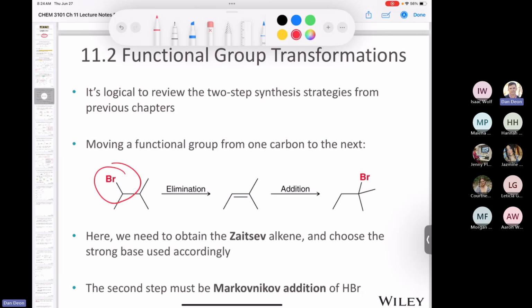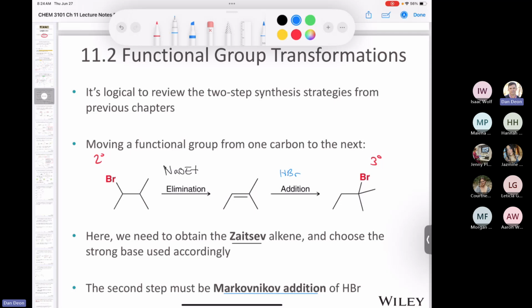Let's say you want to take this bromine, right? This is a secondary alkyl halide, and then you wanted to convert it to this tertiary alkyl halide. Well, you guys know that if you start with this compound and treat it with an unhindered base like sodium methoxide, you're going to end up forming the Zaitsev alkene, right? And then you could do a Markovnikov addition of HBr, okay? And that is going to give you the tertiary alkyl halide.